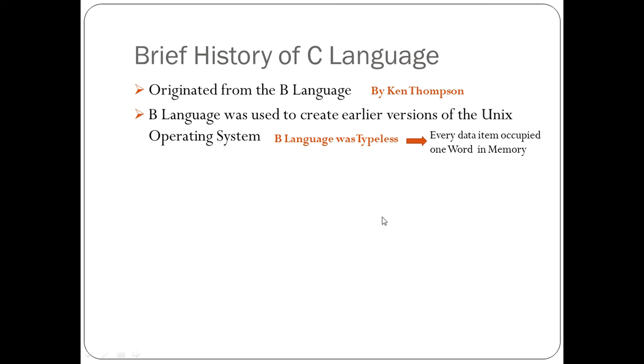Now, one word was placed in memory. With all of those issues, they had to come out with the C language. The C language was developed by Dennis Ritchie. Dennis Ritchie used the B language, and because of its weaknesses, came out with the C language.